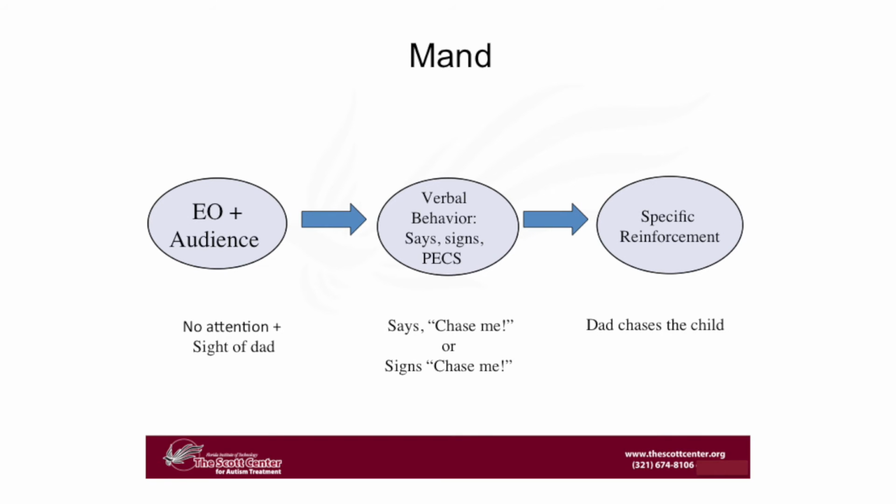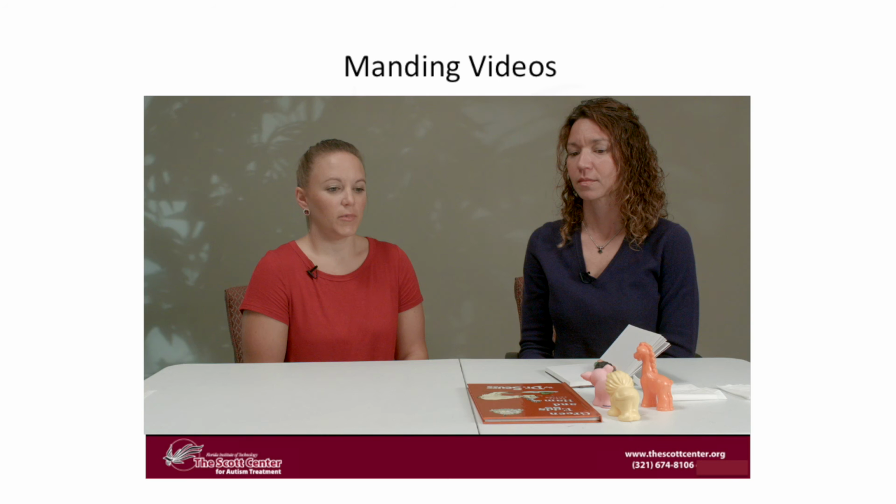In another example of a child wanting to play chase, the antecedent would be no attention plus the sight of dad. The verbal behavior would be the child saying chase me or signing chase me, and the consequence would be the specific reinforcement in that dad chases the child. Typically developing children frequently mand for attention. Now I'm going to show you a video of what this looks like with a child.